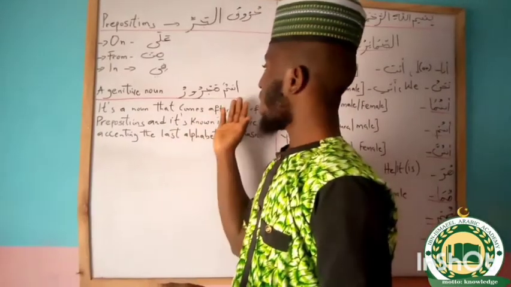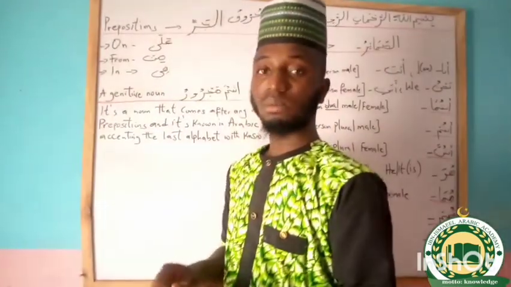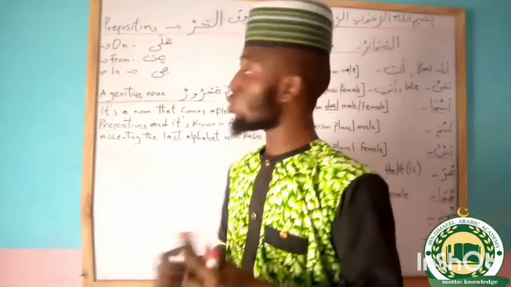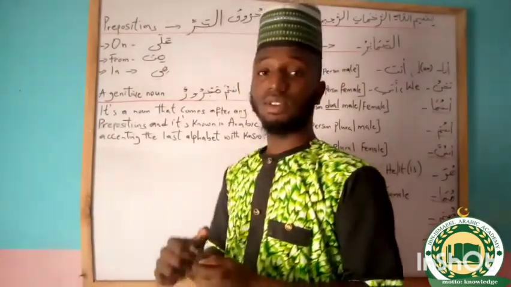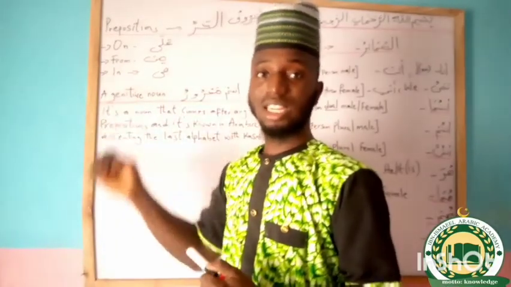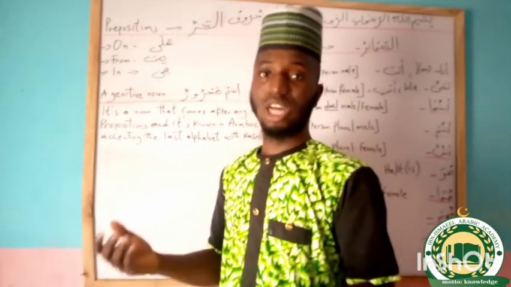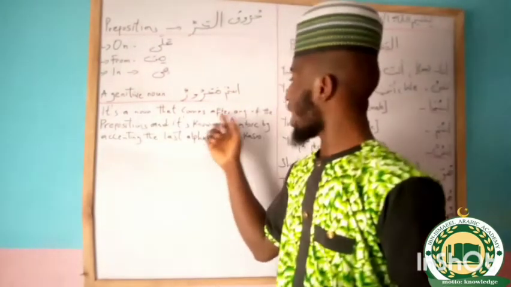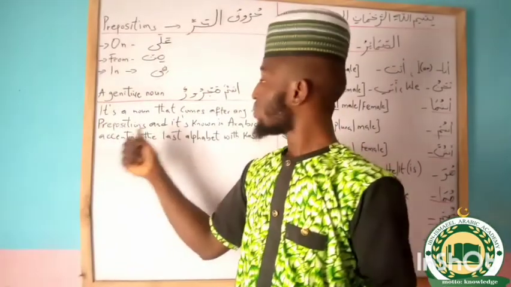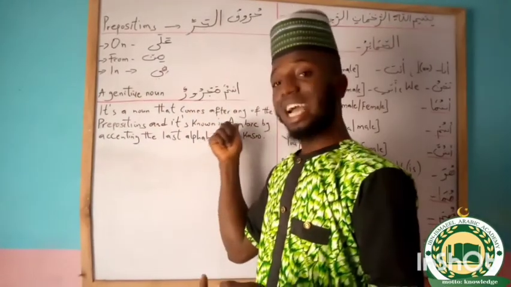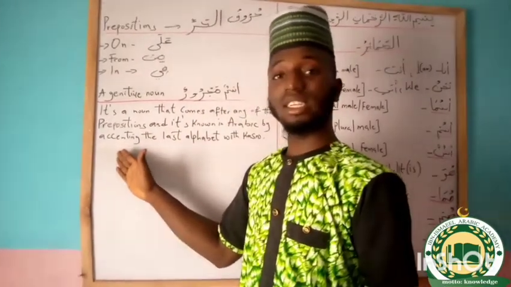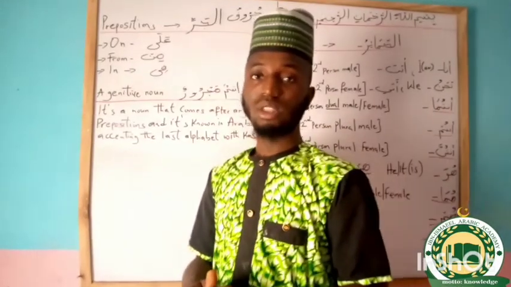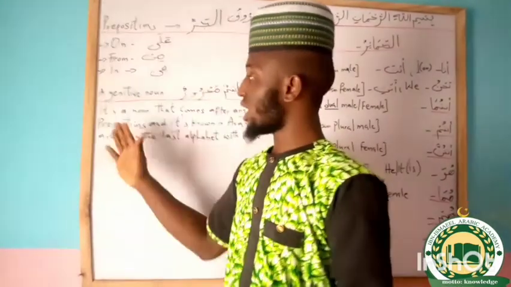Now, let's go. We have what is called ismun majarurun. It is called what? A genitive noun. And what do we know as a genitive noun? I said it's a noun that comes after any of the prepositions, and it is known in Arabic by accenting the last alphabet with kasra.